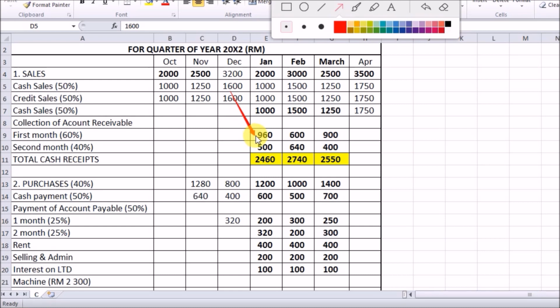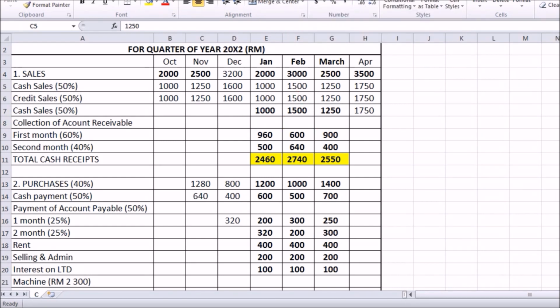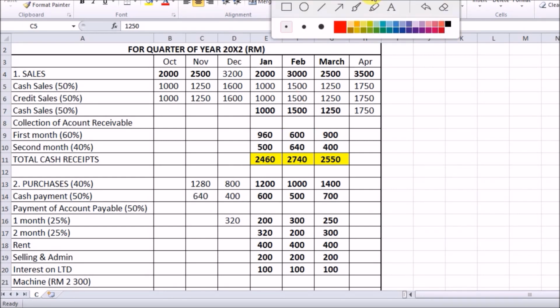1,600 times 60%, and same calculation with the next month until March. Same goes to the second month after, where we take from November 1,250 and times 40%. The calculations are the same until the next month.